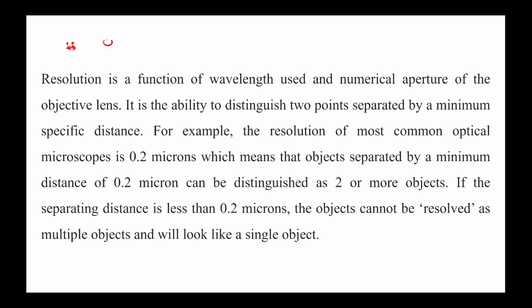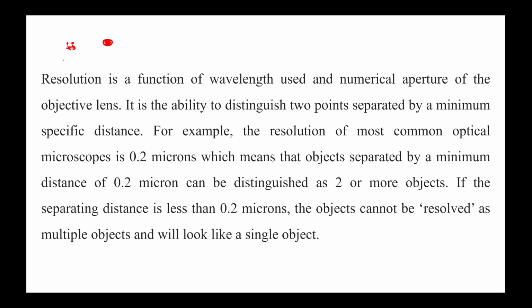If you can see these 2 points as a single point, that means the lens or the microscope does not have the resolution to resolve these 2 points separately. So the distance will be bigger than this. So the resolution will be larger. So the smaller that resolving distance will be, the better resolution you will have.